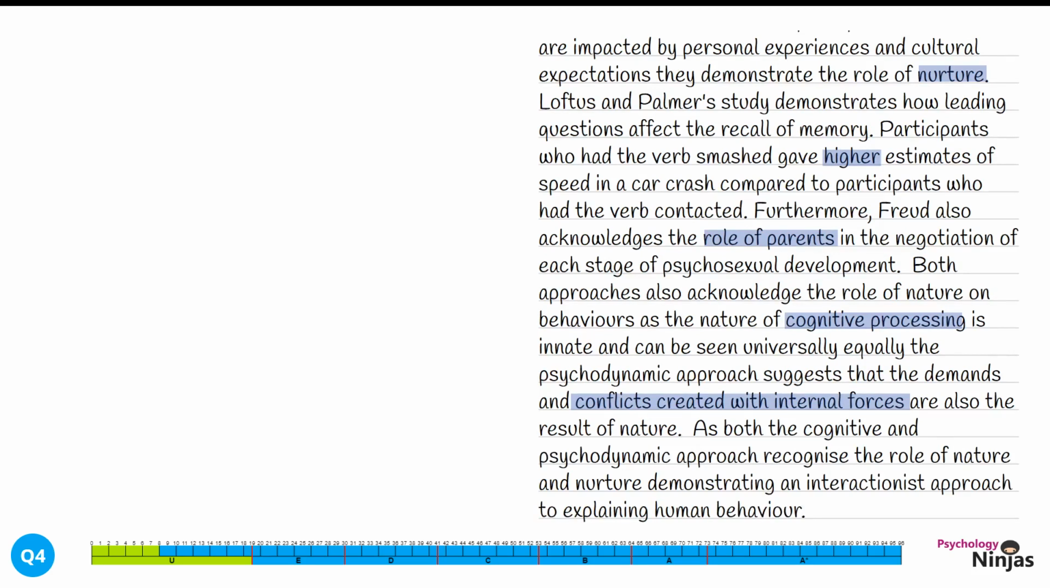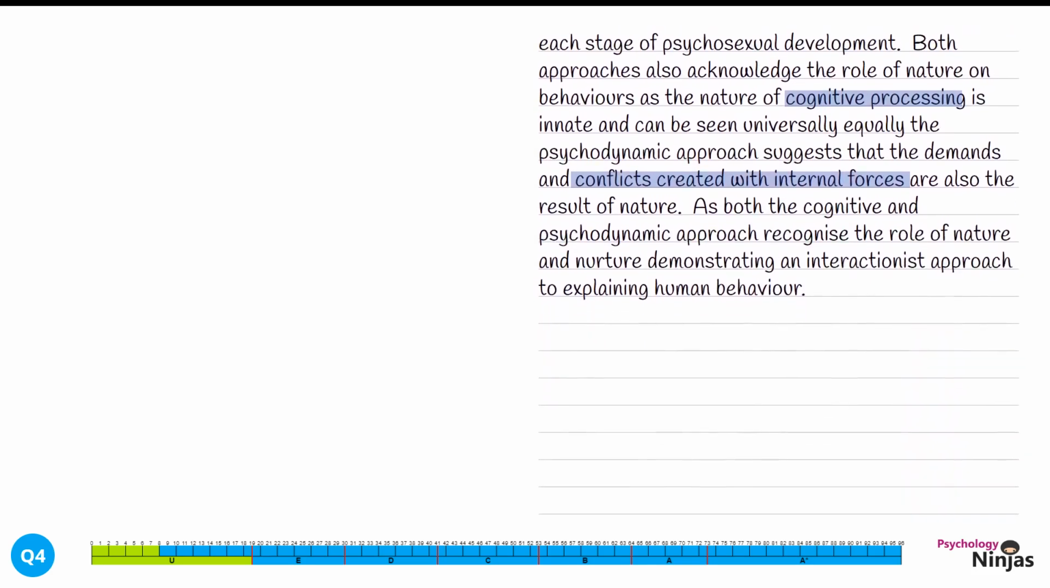As both the cognitive and psychodynamic approach recognise the role of nature and nurture, demonstrating an interactionist approach to explaining human behaviour. We've drawn in our wider psychological knowledge here by understanding that if we're recognising nature and nurture, that is offering an interactionist approach.